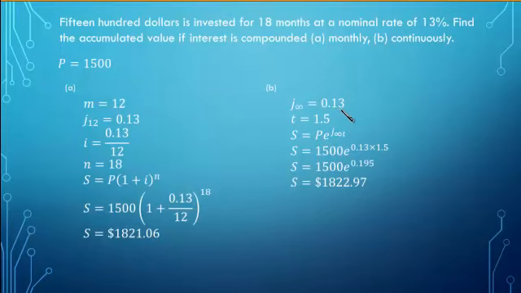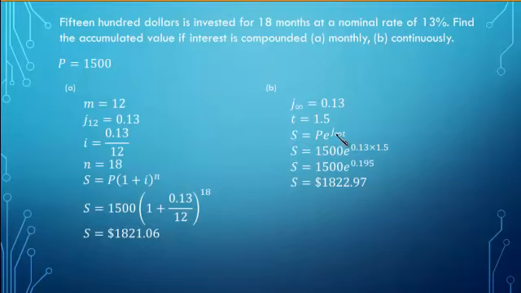In this case, the interest is compounded continuously. So the nominal rate is still 13%. And the time here is going to be 1.5 because here we express the time in years. So we don't concern ourselves with interest periods because the length of each interest period is essentially 0. So it's 1.5 years, 13%. And since it's compound interest, we have to use this expression.